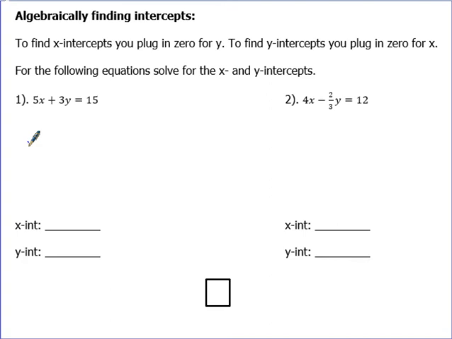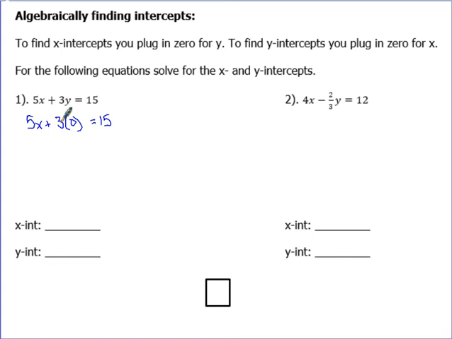Last thing we're going to cover in this video is finding x and y intercepts using the equation. Okay, so what you're going to do is plug in 0 for the opposite variable. So if I want the x-intercept, I'm going to put 0 in for y. If I want the y-intercept, I'm going to put 0 in for x. Okay, so x-intercept first, which means I'm going to substitute a 0 in for y. Okay, and then I'm going to solve for x.